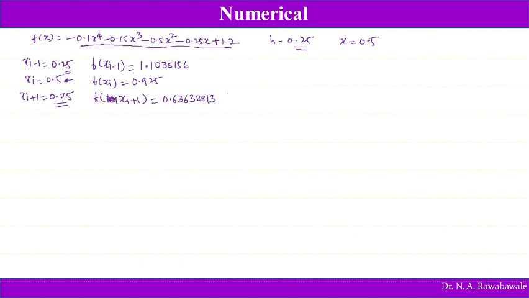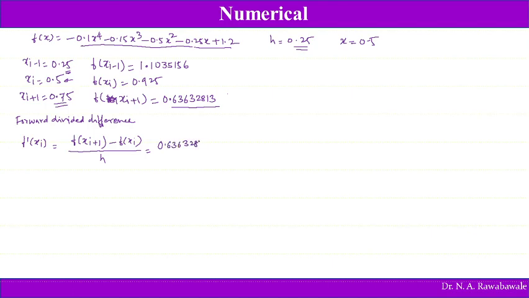So now again we use the forward difference, backward difference, and center divided difference formulas. Forward divided difference formula: f dash of xi is equal to f of xi plus 1 minus f of xi divided by h. So f of xi plus 1 value is 0.63632813 minus f of xi, which is 0.925, divided by h value, the step size 0.25. So then this becomes minus 1.155.